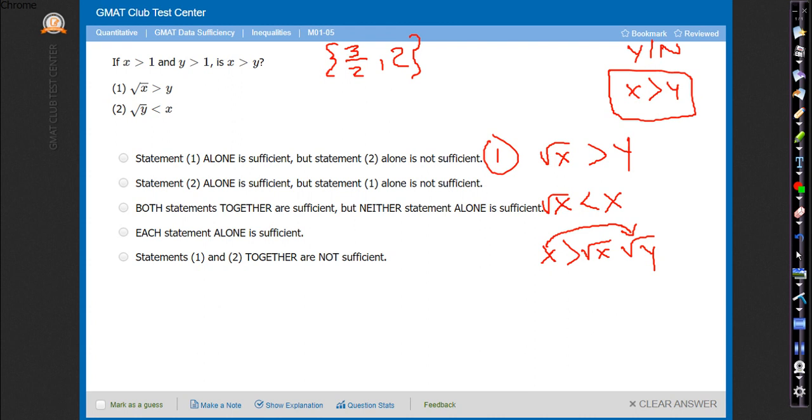When we always get the same yes-no answer, then this is sufficient. So we're going to write check. D and A are our two remaining possible answer choices. Now we go to statement 2.